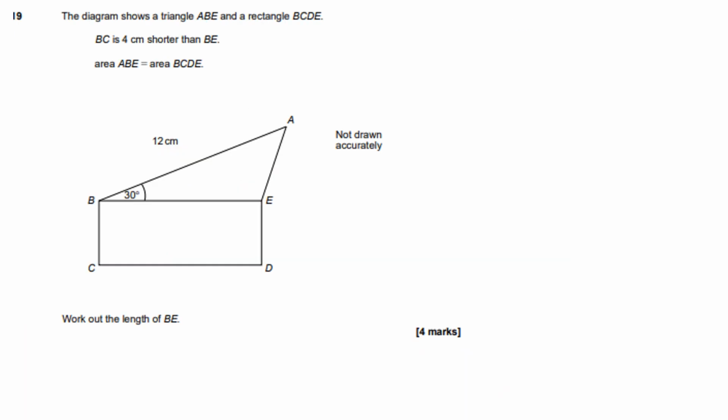Okay, question 19. The diagram shows a triangle ABE and a rectangle BCDE. B to C is 4 centimeters shorter than B to E. So we don't know what B to E is anyway. If I just call B to E to be X, I should be able to write down B to C to be X minus 4. So we're just taking 4 away from it because it's 4 centimeters shorter. It says to us that the area of ABE, which is the triangle, is the same as the area of BCDE, and they want us to work out the length of B to E.